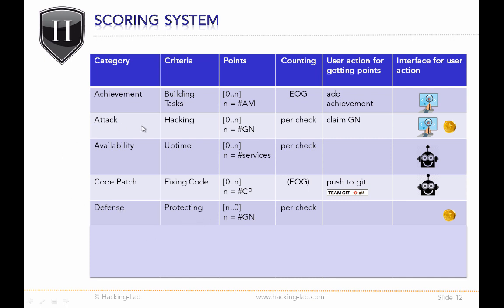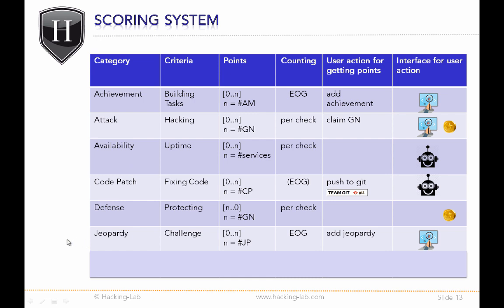This is related to attack. So it is the protecting of your gold nuggets. N is the number of gold nuggets that are available in total, and it goes down until 0. If you lose all gold nuggets, you will have 0 points. If you have all gold nuggets, that's at the beginning of the game, you have maximum points per check, and if you lose gold nuggets, you get less. No user action required. It is a gold nugget issue. It comes from the attack.